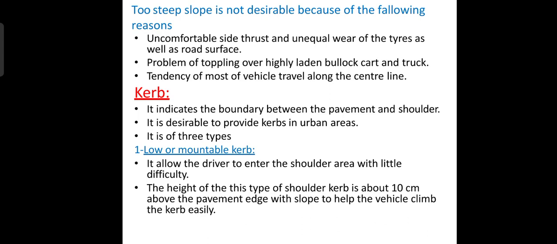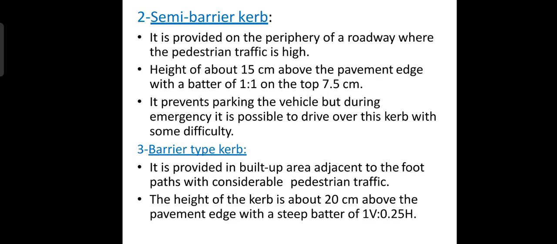It allows the driver to enter the shoulder area with little difficulty. The height of this type of curb is about 10 centimeters above the pavement edge, with a slope to help the vehicle climb the curb easily. The second type is the semi-barrier curb.